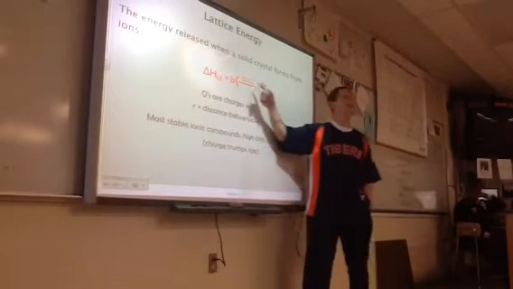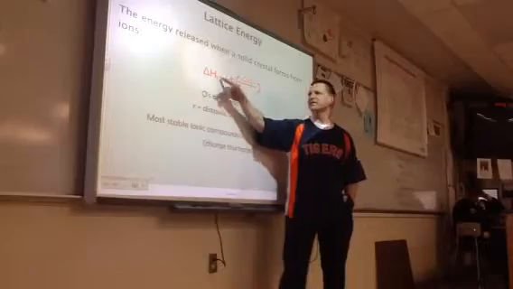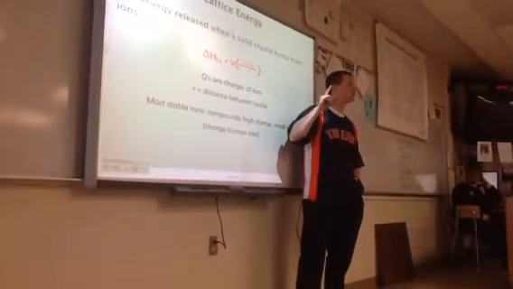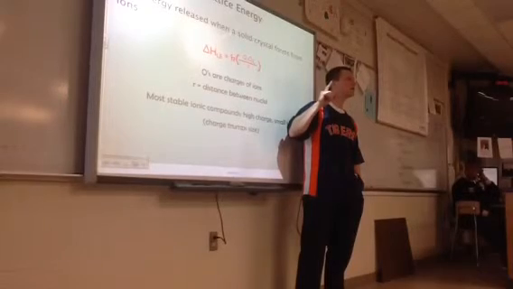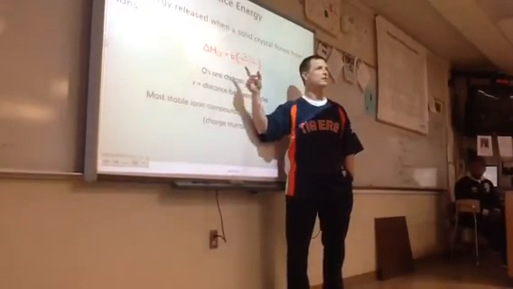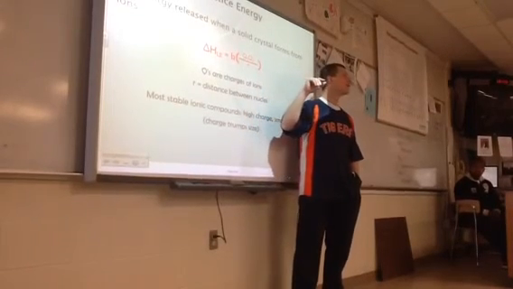What is the sign on lattice energy always going to be? This delta H is always going to be positive or negative? Negative. And why? Because we're releasing energy. Yes, you're always releasing energy, but mathematically, why, when you look over here? Because K is always negative.